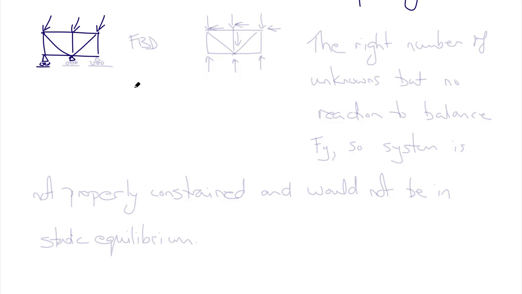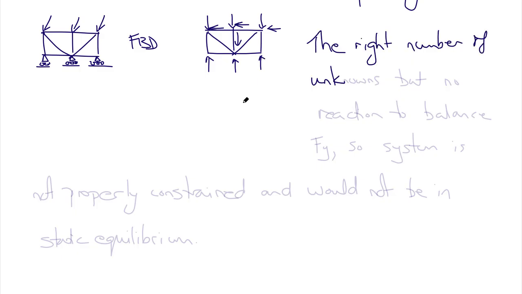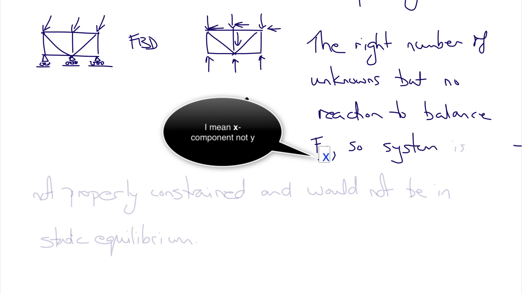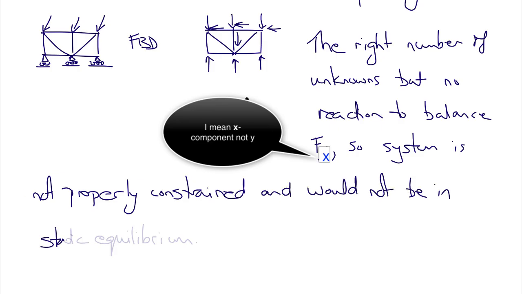Here's another example, again with the same loads, and again with supports on rollers, but this time with 3 supports instead of 2. So this time in our free body diagram, the applied loads are again the same, but we have 3 reaction forces, which is the right number of unknowns, but there's no reaction again to balance the y components of the applied force, so the system is not properly constrained and would not be able to be in static equilibrium. So none of these three last cases is statically determinate.